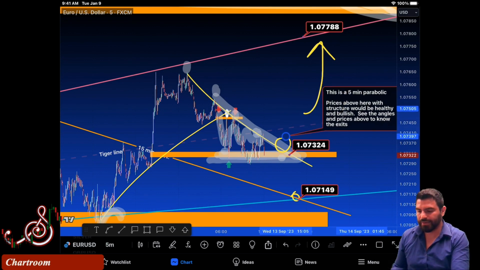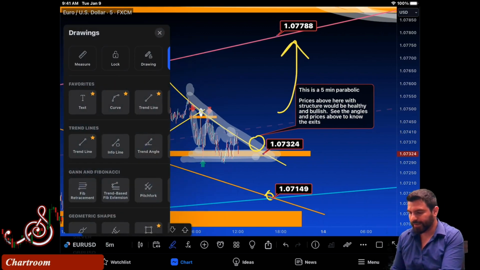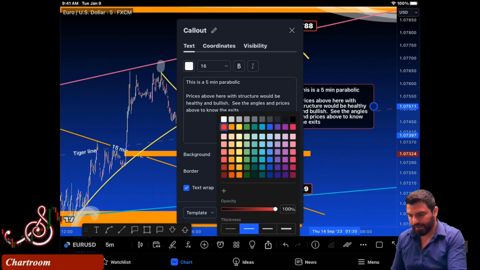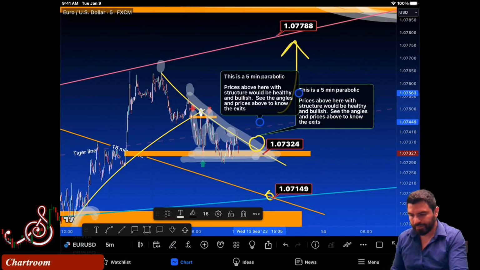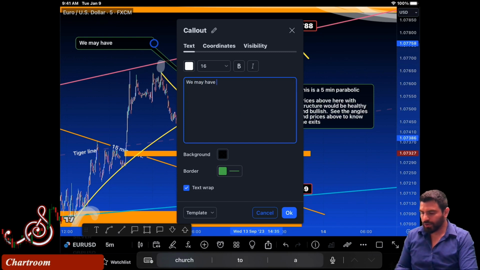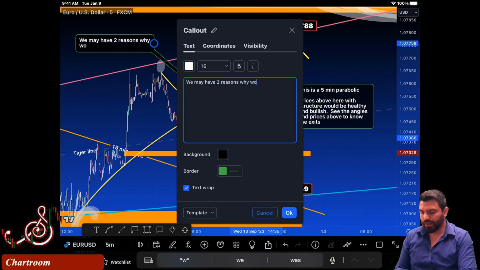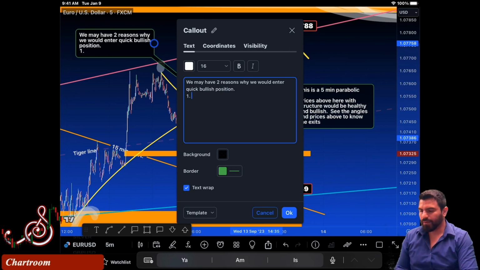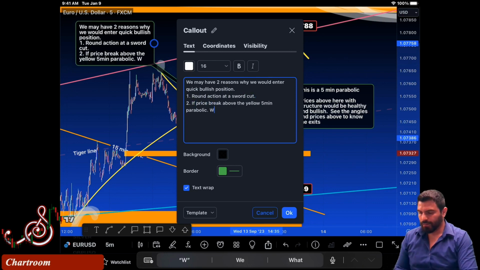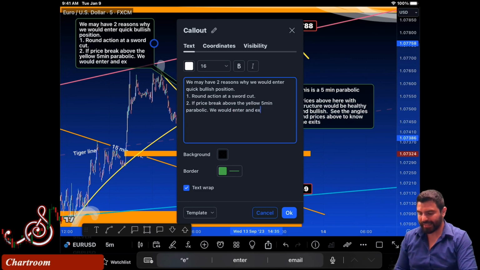Let's put that so you guys can see that. I'm going to put a little note about this. Let's make this actually green, and let's clone that out. We may have 2 reasons why we would enter a quick bullish position. Number 1, round action at a sword cut. Number 2, if price breaks, we would enter and exit.